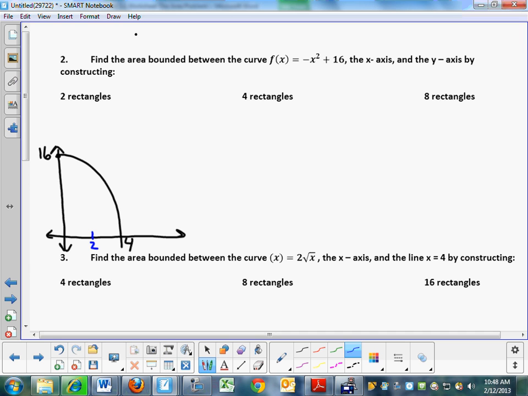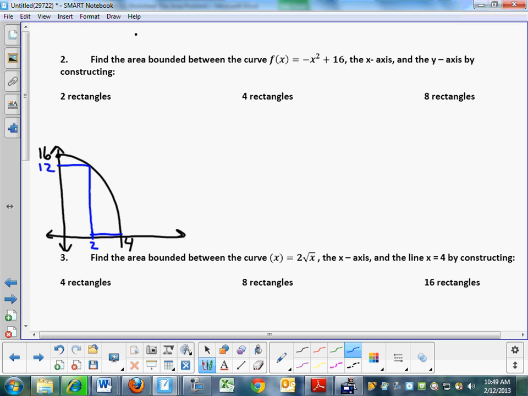What's the height of that rectangle? It's 0. Because if you plug in 4 into the function, you get 0. If I plug in 2, what's the height there? Plug it into your function. 12.